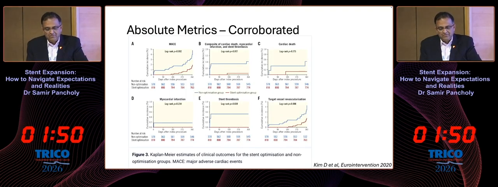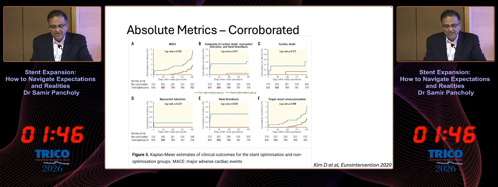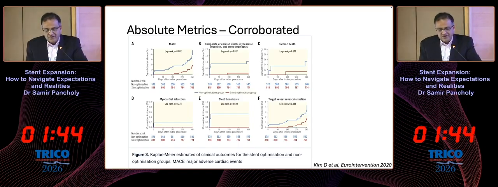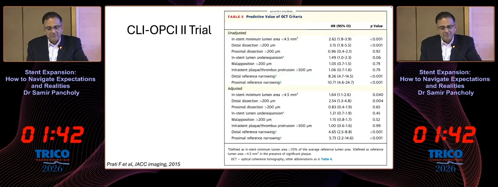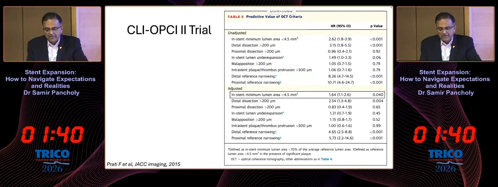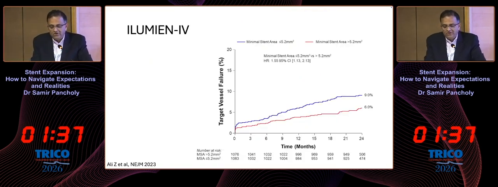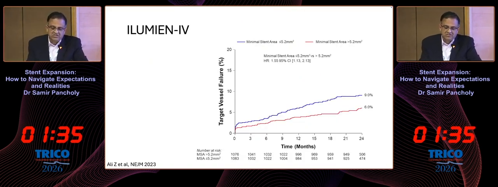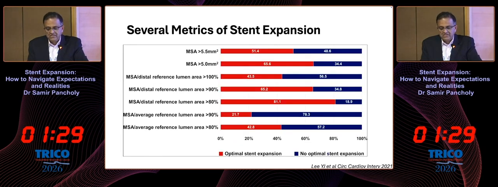And these are just a bunch of graphs. I don't want to bore you with that, but the bottom line message is that if you achieve an area of greater than 5.5 millimeters square, you're probably doing well. The ILUMIEN IV trial essentially showed a similar thing for the absolute metric as well. So even in the contemporary era, we have some corroboration of this.